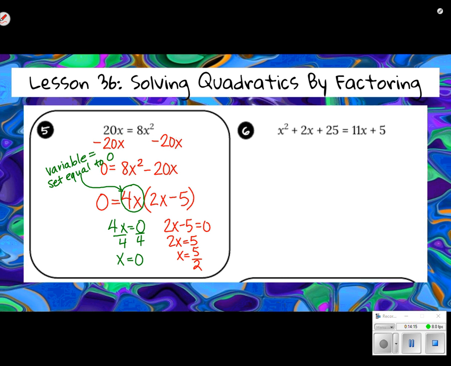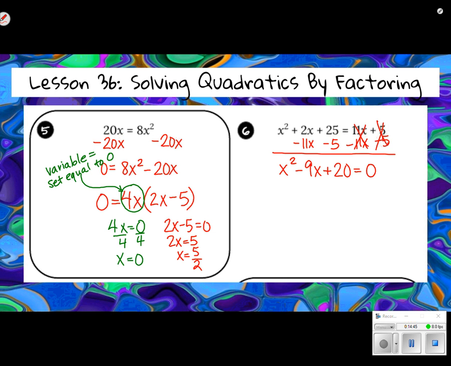Let's look at number 6. Does it equal 0? It does not. So I have 2 pieces that I'm going to move. I'm going to move that 11x by subtracting it. And I can go ahead and subtract that 5 as well. You can do multiple things as long as you keep up with the pieces and make sure they're in the right spots. So this is x squared. 2 minus 11 is negative 9x. 25 minus 5 is 20.